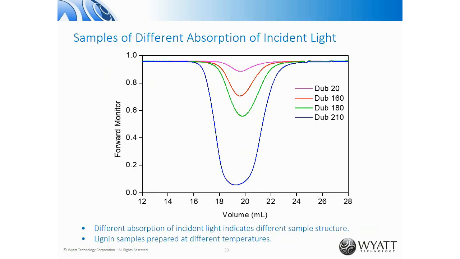The next slide shows that different samples can absorb light with different intensities. So this is an example of the forward laser monitor recorded for 4 different lignin samples prepared using different procedures. And the sample in magenta absorbs just slightly. On the other hand, the sample drawn in blue color absorbed with very high intensity. That means that in this case, at this concentration, the intensity dropped almost to 0.